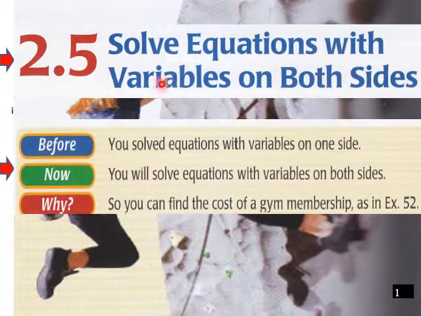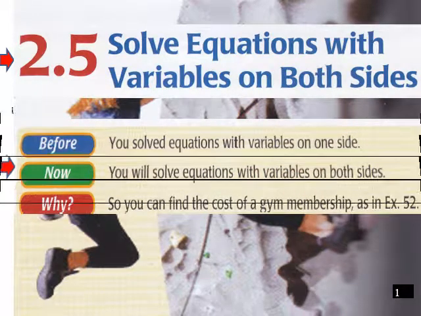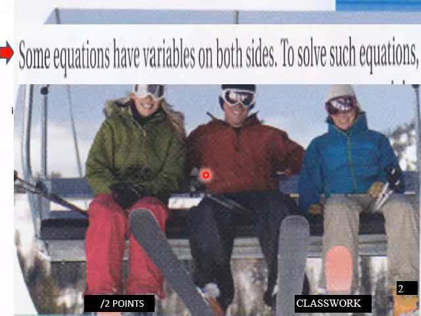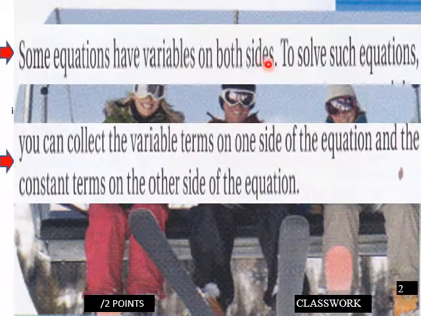2.5, solve equations with variables on both sides. You solved equations with variables on one side, and you'll solve equations with variables on both sides now. Some equations have variables on both sides. To solve such equations, you can collect the variable terms on one side of the equation and the constant terms on the other side of the equation.